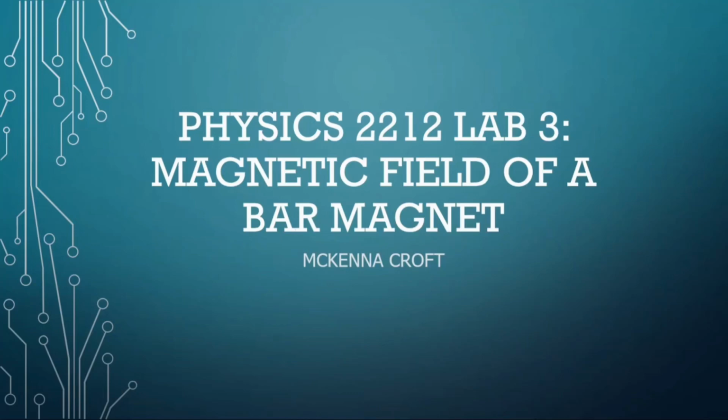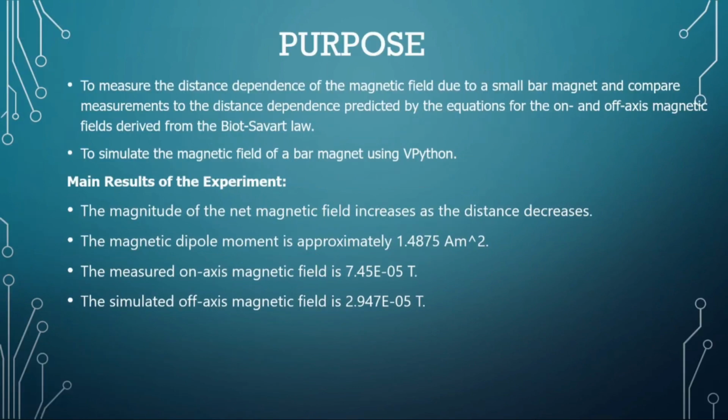Hello, my name is McKenna Croft, and this is my Physics 2212 Lab 3, the magnetic field of a bar magnet. The purpose of this lab was to measure the distance dependence of the magnetic field due to a small bar magnet and compare measurements to the distance dependence predicted by the equations for the on and off axis magnetic fields derived from the Biot-Savart law, and to simulate the magnetic field of a bar magnet using Python.